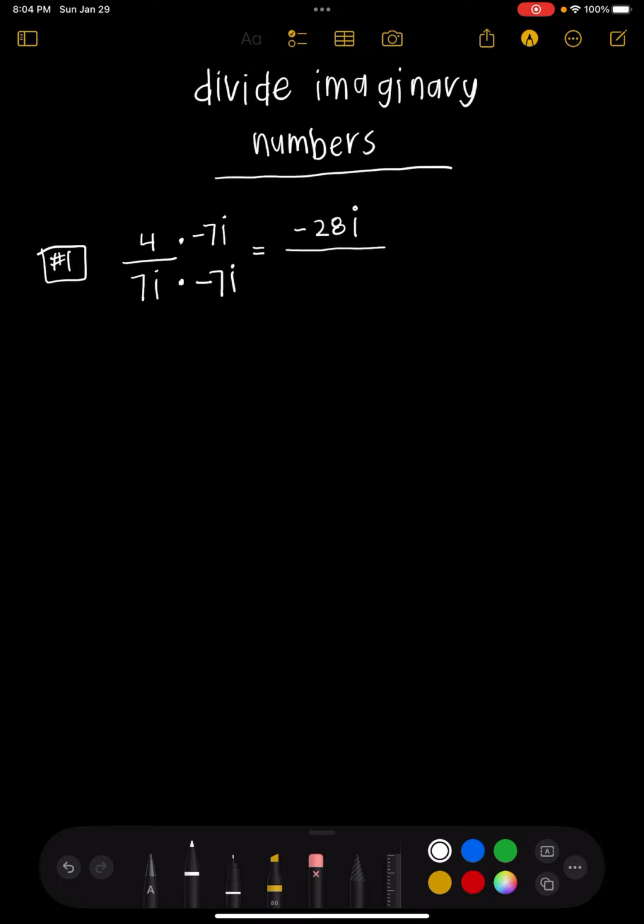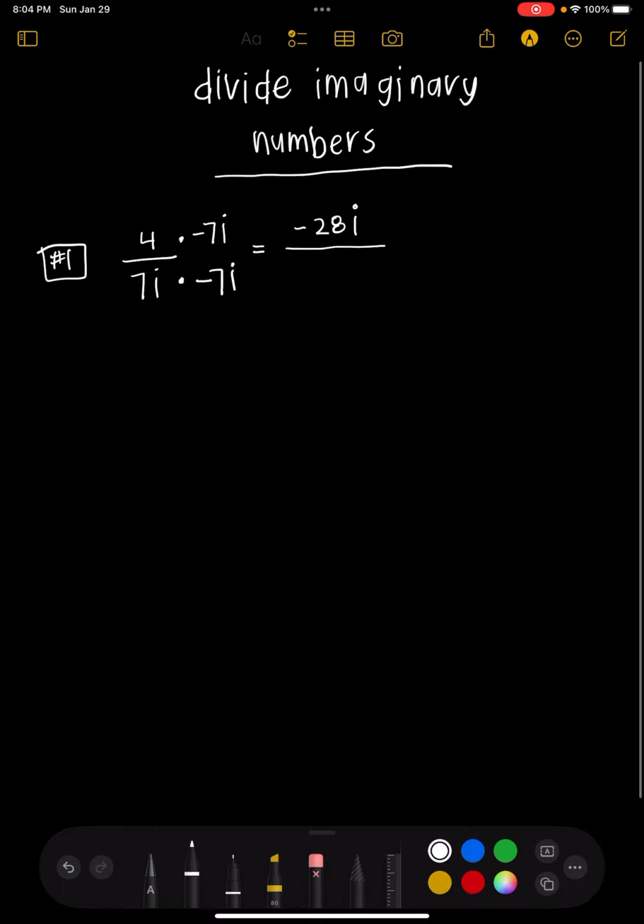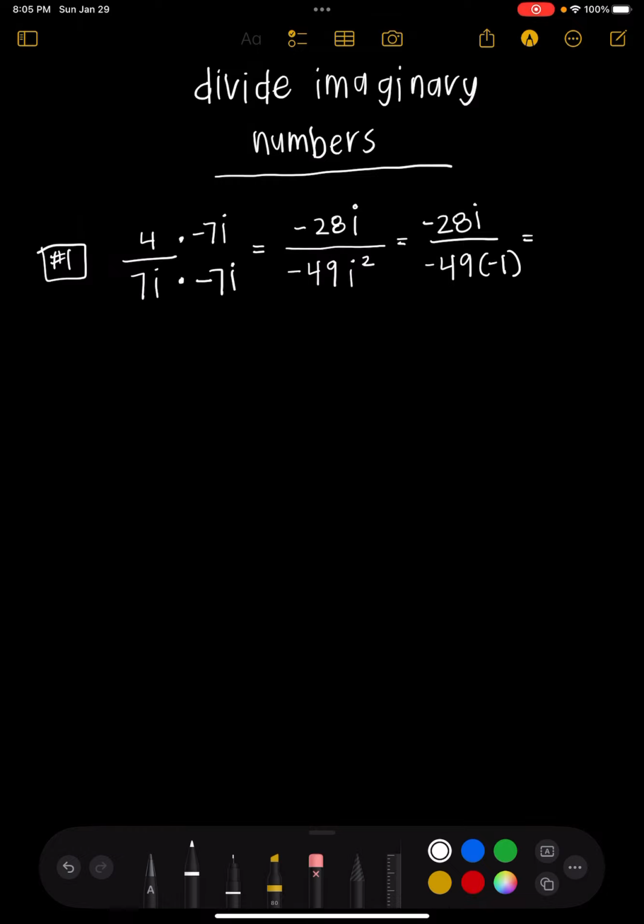And then on the bottom, we have 7i times -7i. So I'm going to do 7 times -7, which gives me -49, and then i times i gives me i squared. Okay, so let's continue to simplify. The -28i won't simplify, but we know that i squared is -1, so I'm going to say -49 times -1, which would give me -28i over, -49 times -1 gives me +49. Oh, sorry, I forgot the i on top as well.